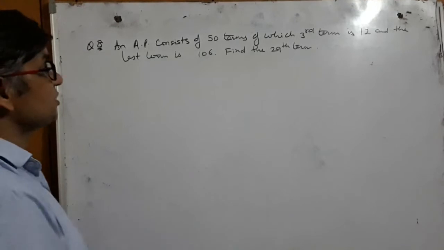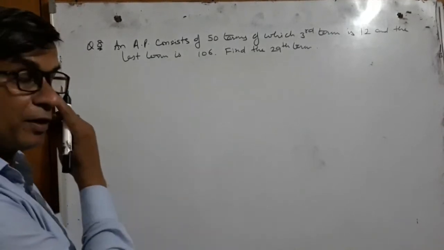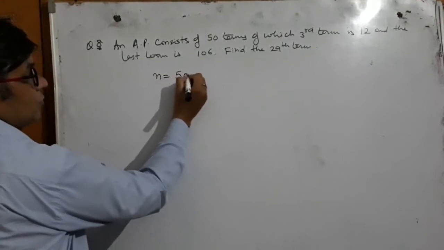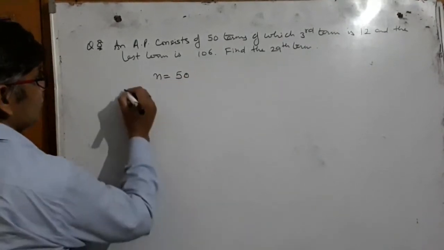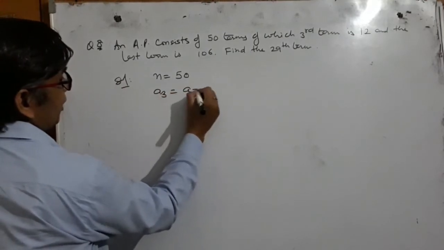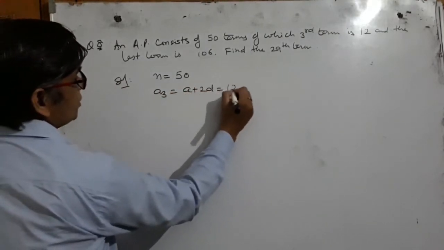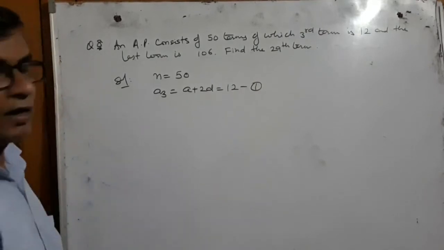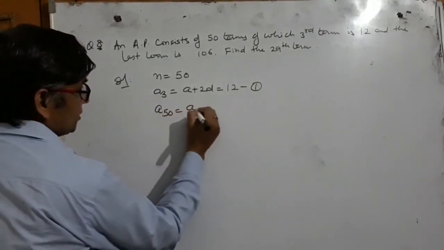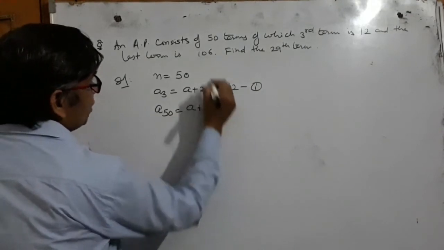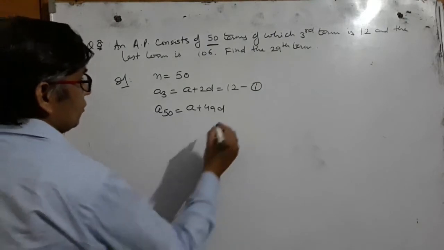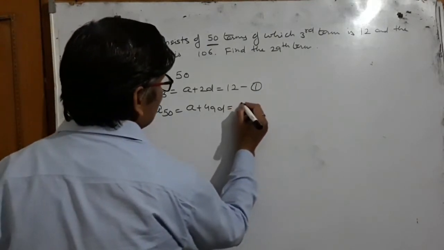An AP consists of 50 terms. It means n equals 50. Third term A3: A plus 2D equals 12. This is equation 1. And the last term is A50. It means A plus 49D, because the total number of terms in this AP is 50. A plus 49D equals 106.